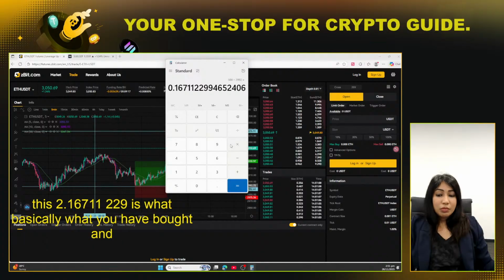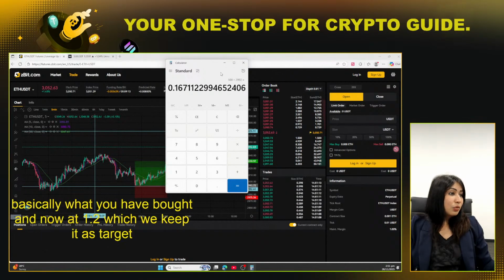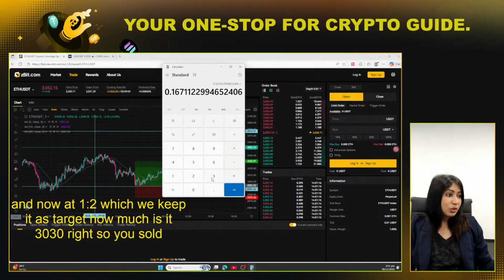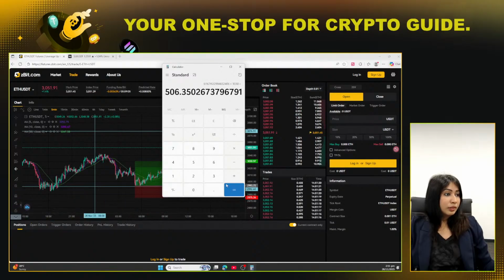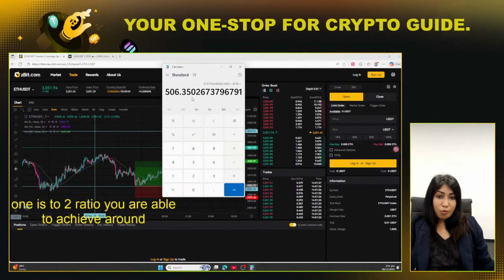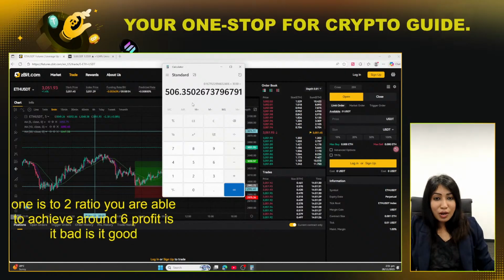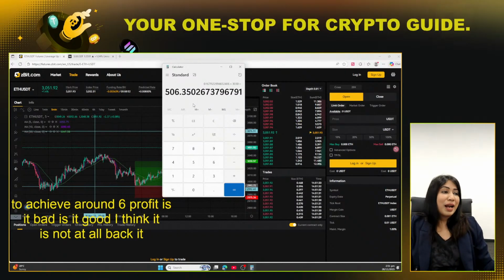And now at 1:2, which we kept as the target, it's 3030, right? So you've sold it at 3030. With the 1:2 ratio, you were able to achieve around $6 of profit. Is it bad? Is it good? I think it is not at all bad.